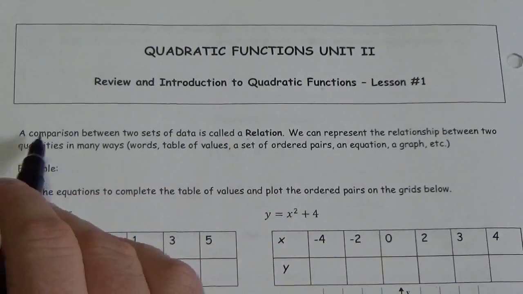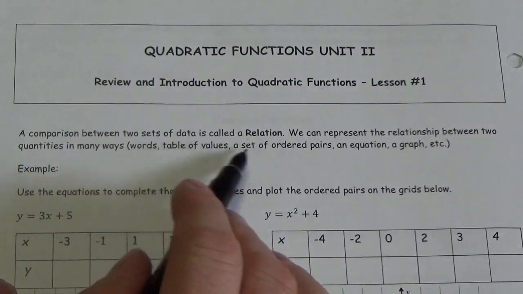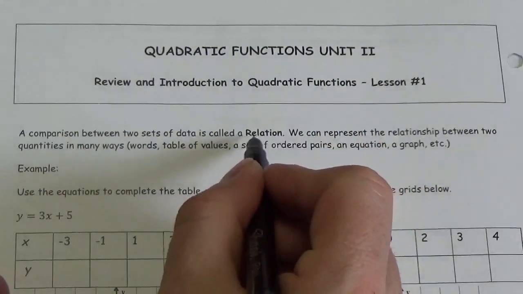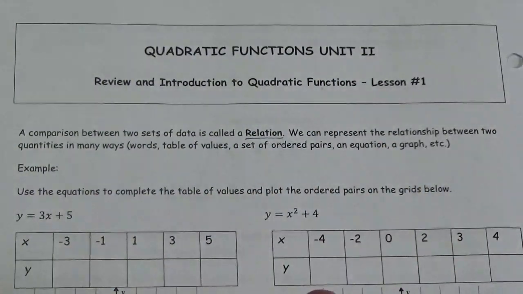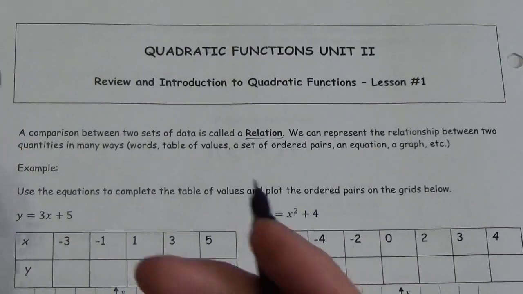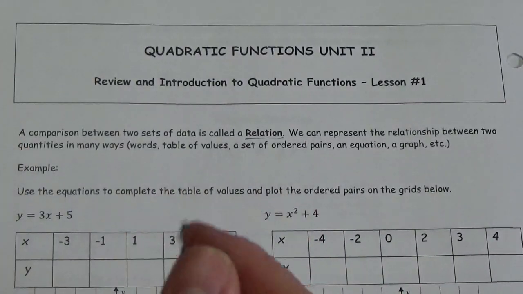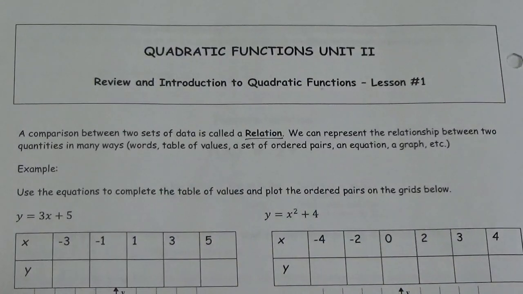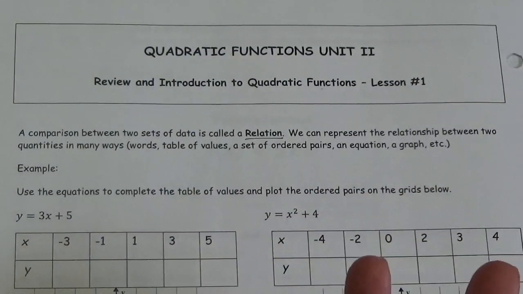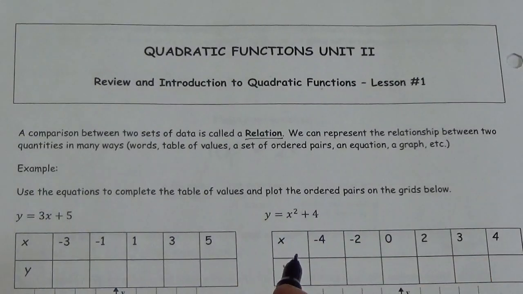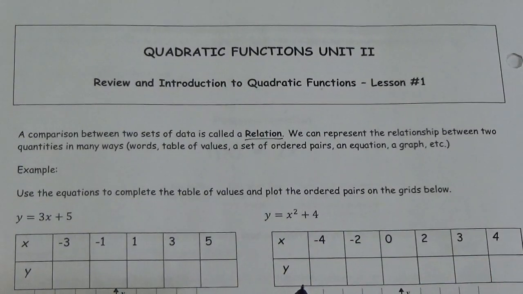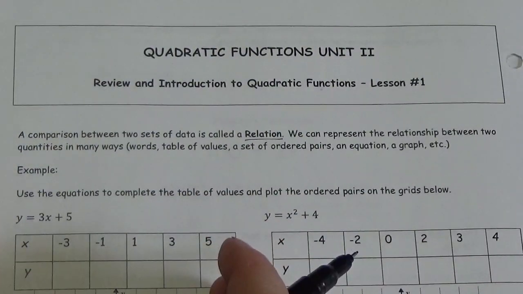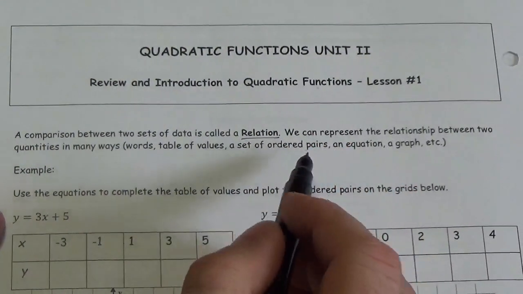So a comparison between two sets of data is called a relation. The word relation is the perfect word for that. It's the relation between two sets of data, and a set of data is just a group of values. It can be more than just values here. A relation doesn't have to be mathematical in terms of numbers. It can be anything really, but it's just a relationship between two sets of objects.